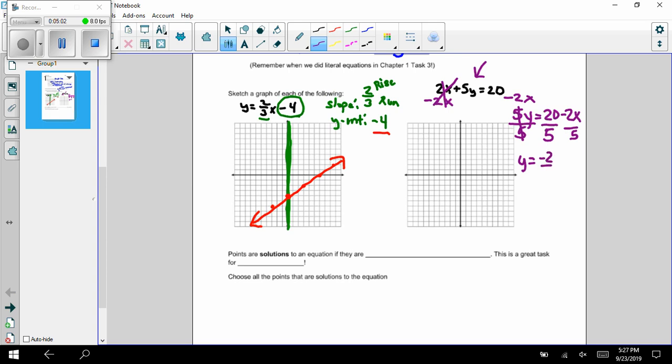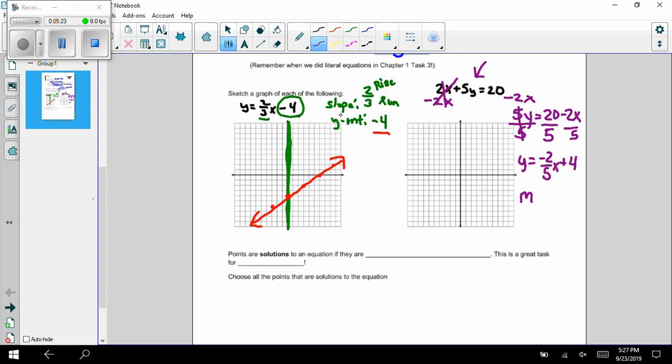negative 2 over 5x. We do not want to plug that in our calculator because you'll get a sloppy decimal. And in slope, when we're graphing, we like for our slope to be in fraction form. And then this guy, I'm going to put at the end, it says 20 divided by 5, which is a positive 4. Now I can go ahead and identify my slope.